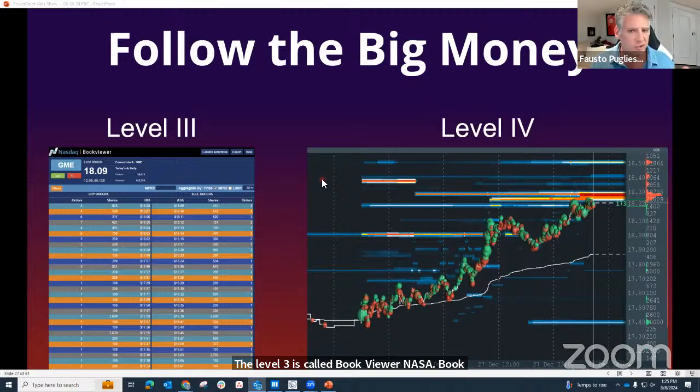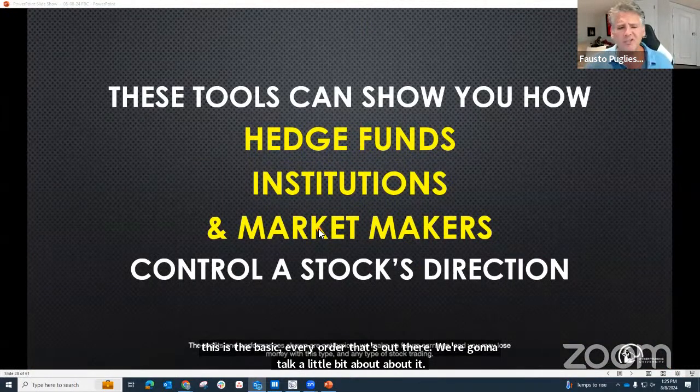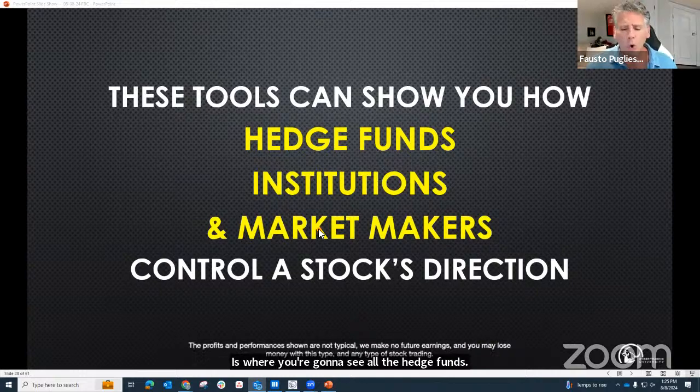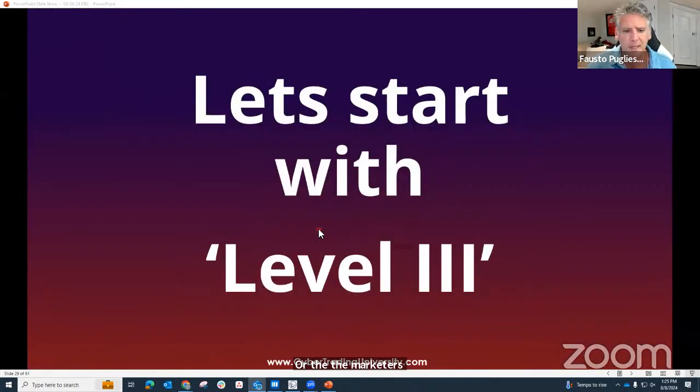Now, I think everyone here is stuck on level 1 and level 2 quotes. Now, this is the basic every order that's out there. We're going to talk a little bit about it. It's where you're going to see all the hedge funds, the institutions, all the market makers and traders from every brokerage firm out there. So let's start off with level 3 quotes.